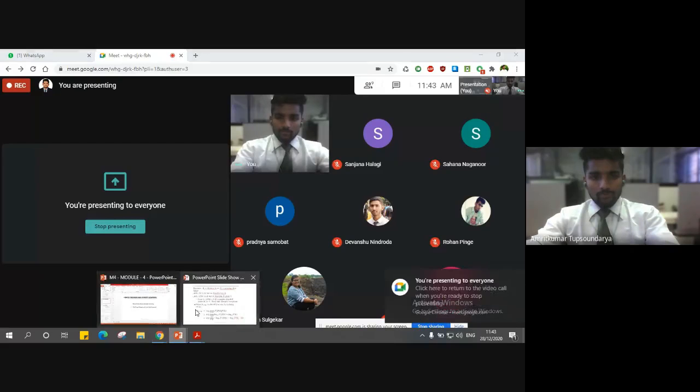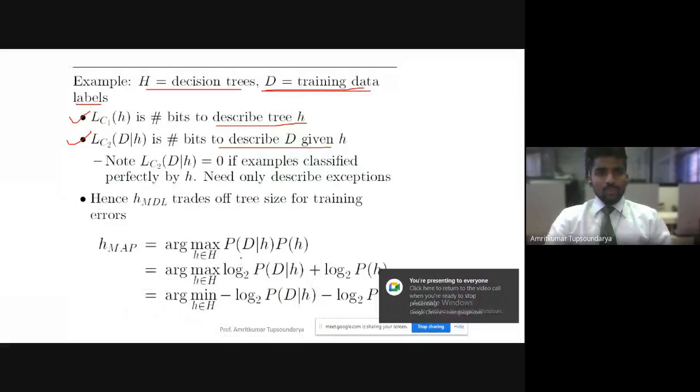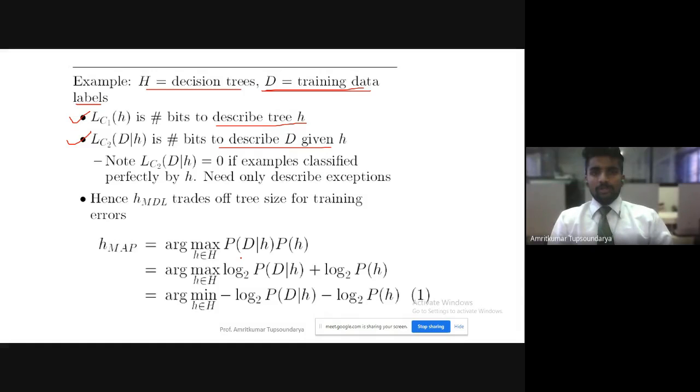Okay, so let us continue where we stopped. As I mentioned with an example when we discussed this, where H is the decision tree and D is the training data label, LC1 of H is the number of bits to describe the tree. So that is nothing but the description length of that tree. Similarly, LC2 of D given H is the number of bits to describe the training data D given the hypothesis H. So that gives us the meaning of what we understand by LC1 of H and LC2 of D given H.